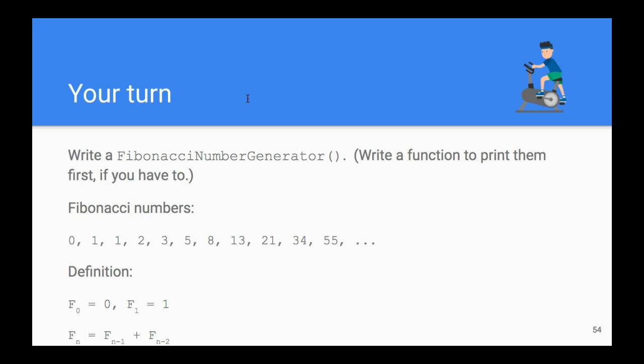Now it's kind of your turn. So remember our Fibonacci number iterable. Now I would like you to write a Fibonacci number generator. And if you can see immediately how to do this, great. Otherwise, maybe it will be helpful to write a function to print out the Fibonacci number sequence first, and then you can very easily turn that into a generator. So pause the video, give this a try.